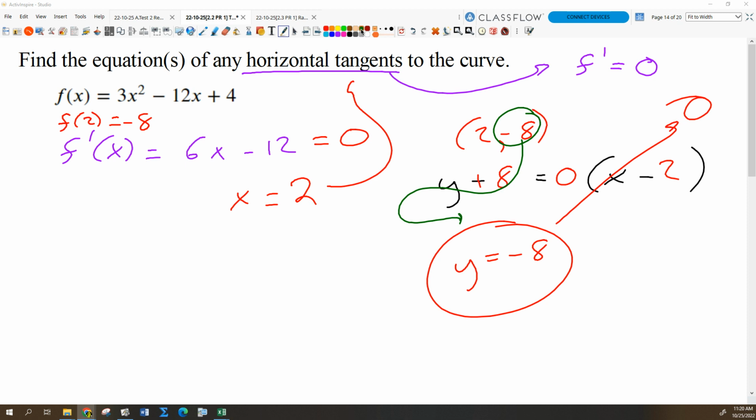No, probably not, right? Because we could have realized that if it's a horizontal line, we know it has to be y equals whatever the y coordinate is for every point, including this point, right? So y equals negative 8. We could have just jumped right to that conclusion, right? Okay?